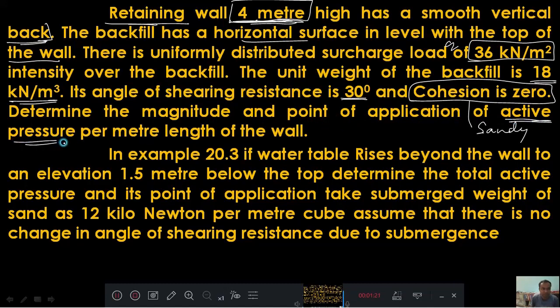They are asking for active earth pressure per meter length of the wall. If the water table rises behind the wall to an elevation of 1.5 meters below the top, determine the total active earth pressure and its point of application. Take the submerged unit weight as 12 kilonewton per meter cube, and assume there is no change in the angle of shearing resistance due to submergence. The second part we will consider later. First we will solve the first part.